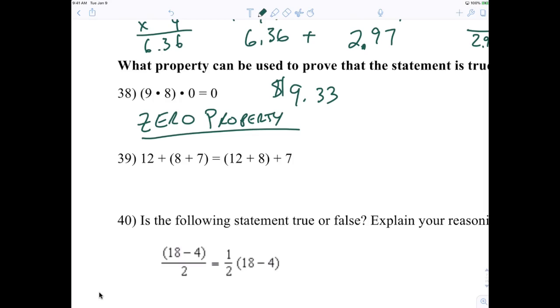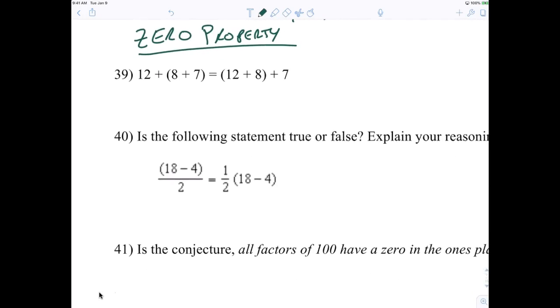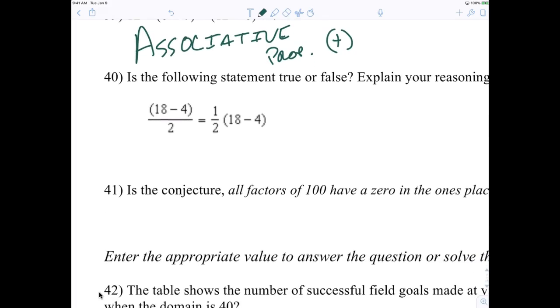All right, now what about 39, guys? Everybody should be able to tell me that's the associative property. Yeah, all right. You guys did good on that. The associative property of addition. All right, what about 40? Is that true, guys? Yeah. I believe you. Yes, it is. Good job. That is definitely true. If you put false, let me know, and we'll fix it for you.